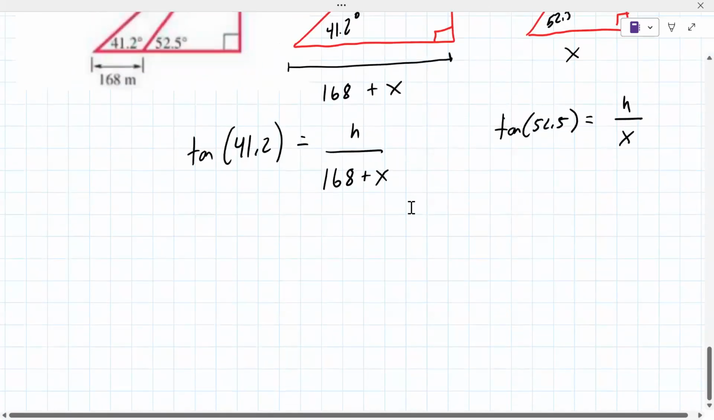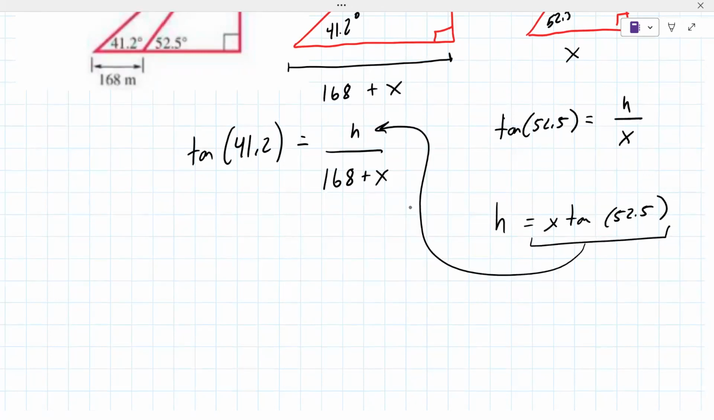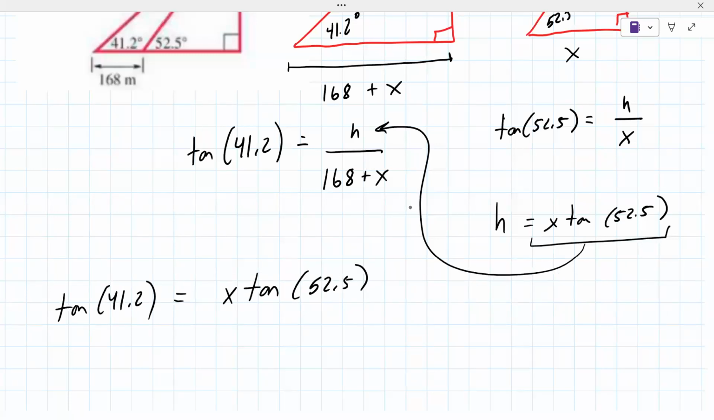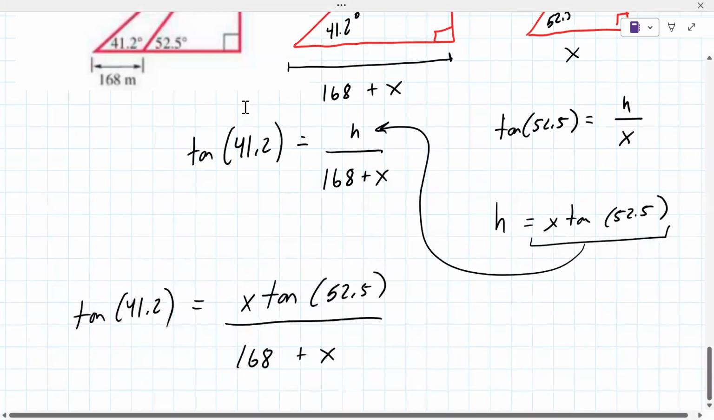So you always solve for h first. h equals x tangent 52.5, and this goes into the other equation. So this is tangent of 41.2 equals x tangent 52.5 over 168 plus x. Now this looks really bad. If you don't like rewriting tangent over and over again, go to 4 decimal places. But I like keeping it. It doesn't bother me, but I get it. If you're a student, you might really want to see numbers there. You can do that if you want. But that's the first step.